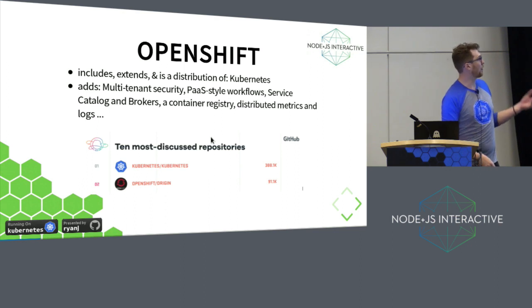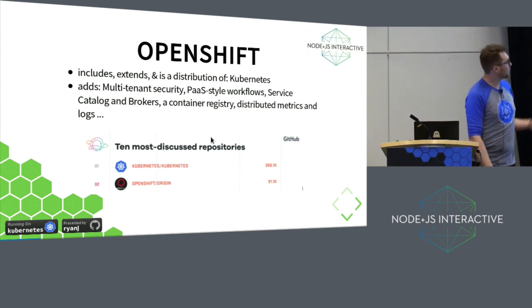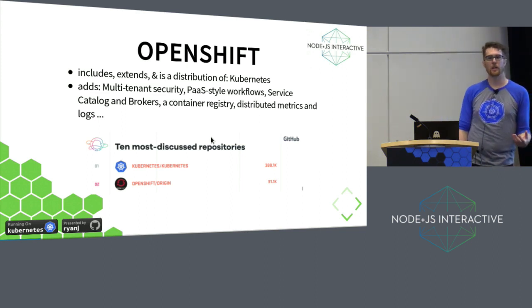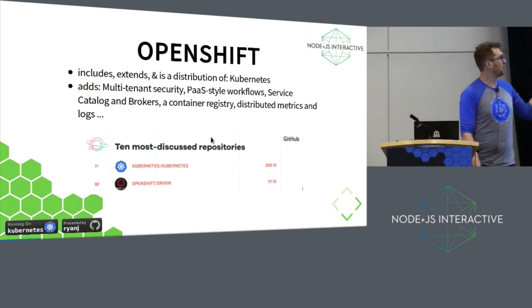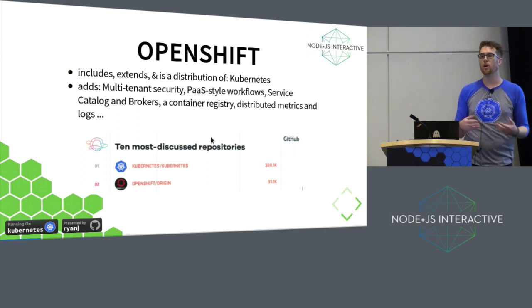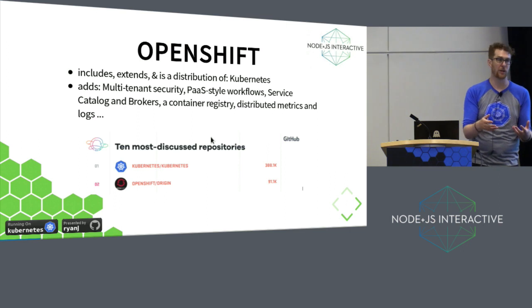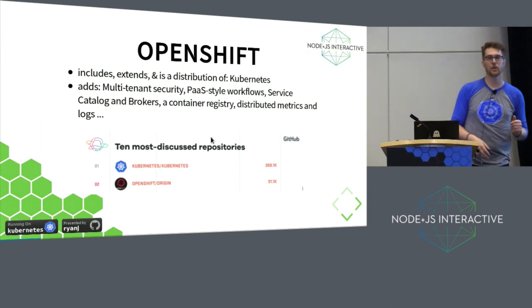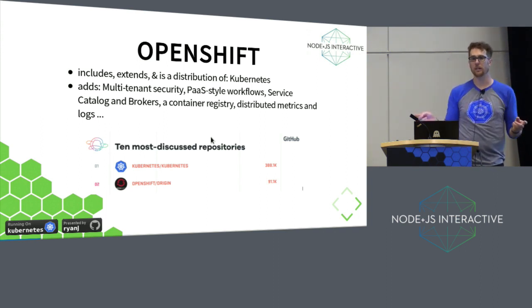And OpenShift takes a similar approach, adding in multi-tenant security, platform as a service style workflows, service catalogs, container registry, distributed metrics and logs, a lot of stuff that normally you'd have to sign up for as extra cloud services that may have functionality that's specific to a single cloud provider. You can now have all of those cloud services represented via open source solutions, and that gives you the ability to quickly move between any cloud without having specialized or custom functionality on a per cloud basis. So hopefully more flexibility and a distribution that will work equally well, not just on any cloud, but also on bare metal.